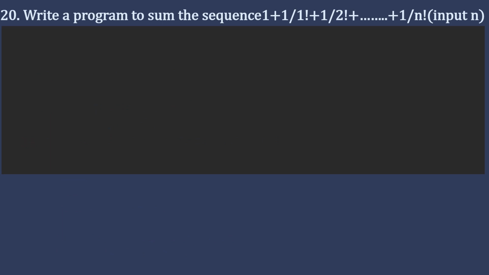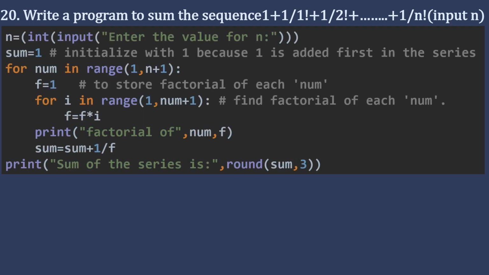Now write a program to sum the sequence 1 plus 1 by 1 factorial plus 1 by 2 factorial like this till 1 by n factorial. So here you have to take n as input. First of all, we have to find out the factorial of the numbers from 1 to n. As you know, the factorial of a number is the product of all numbers starting from 1 till that number. So we have to take a for loop to find out the factorial of each number starting from 1 to n. Now we will divide 1 by all these factorials, that means 1 by 1 factorial, then 1 by 2 factorial, and so on. Then we have to find out the sum of these terms.